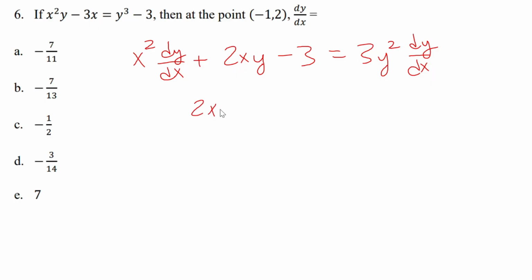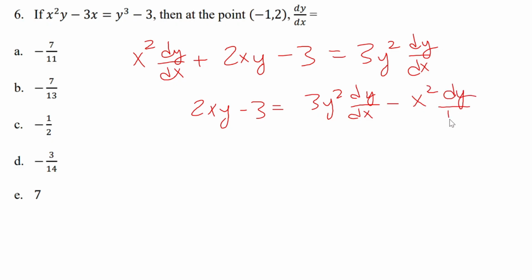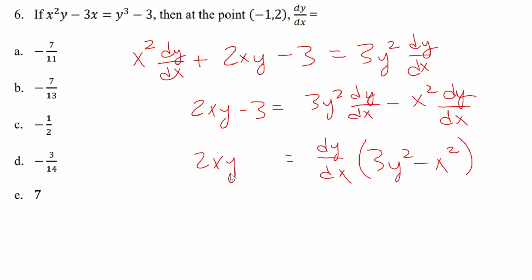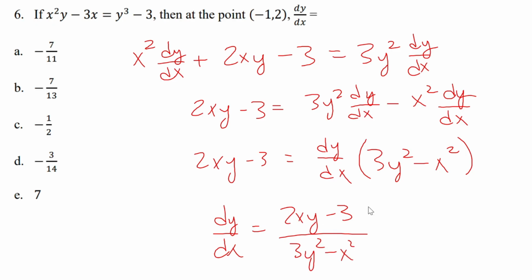So we'll leave the 2xy minus 3 on the left-hand side, but bring the x squared dy dx to the right-hand side by subtracting it. We'll factor out the dy dx from the right-hand side. And then we'll divide to get dy dx is equal to 2xy minus 3 divided by 3y squared minus x squared. Well, we want to evaluate that when x is -1 and y is 2.